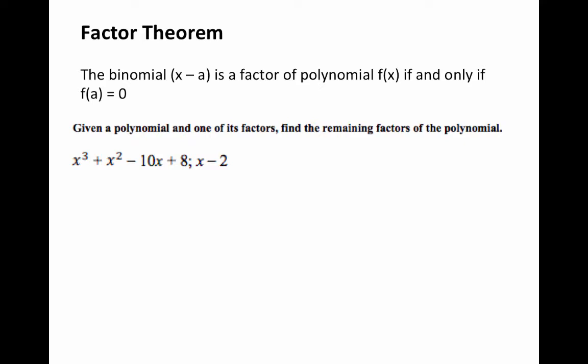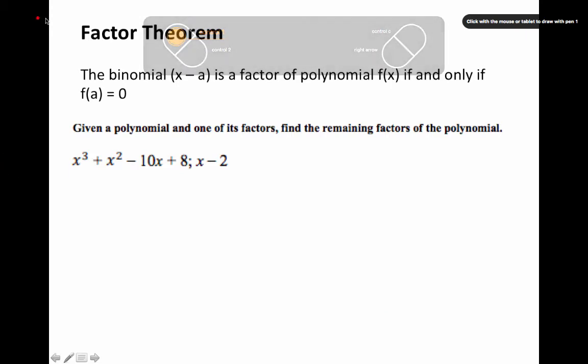Factor theorem. It's directly related to the remainder theorem. The binomial x minus a is a factor of the polynomial f of x if and only if f of a equals 0. So if you get a remainder of 0, then what you started with is a factor. So we can factor completely by using this.